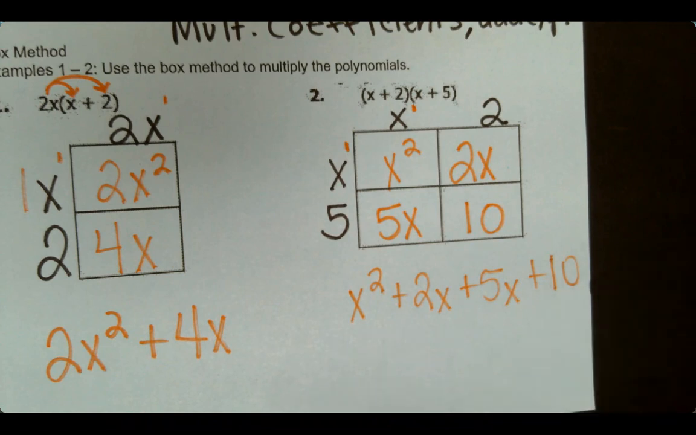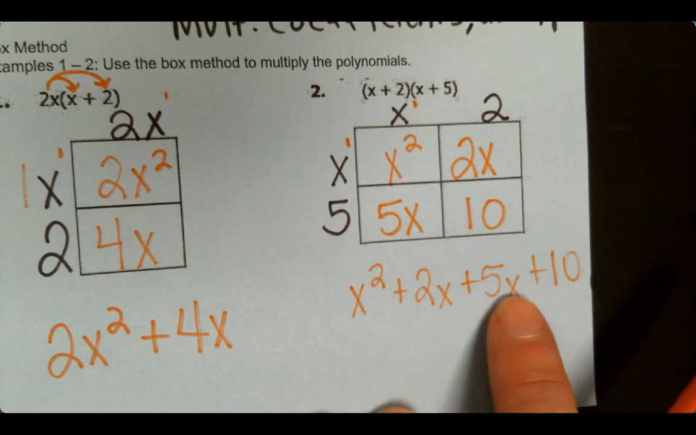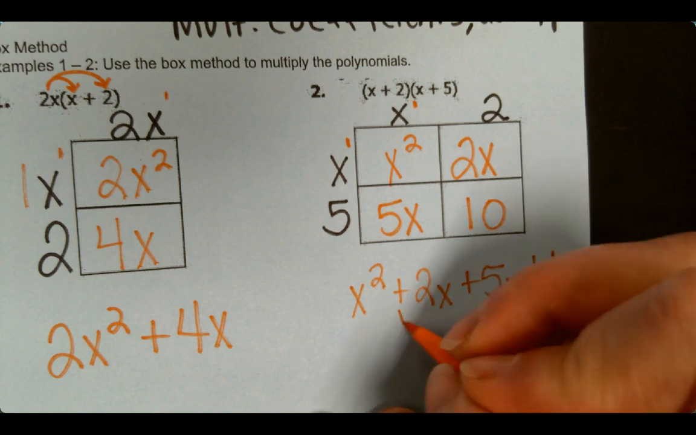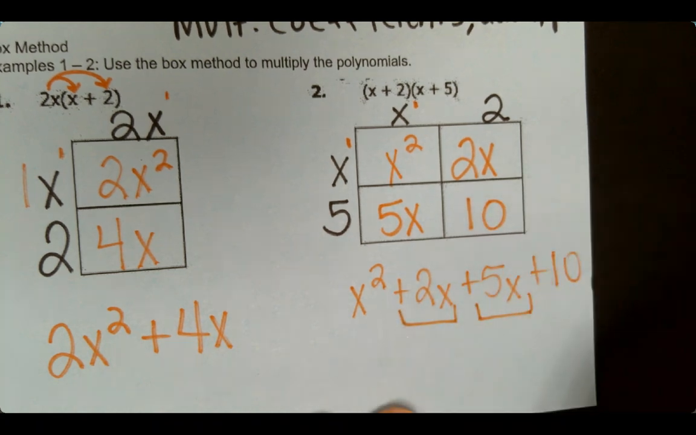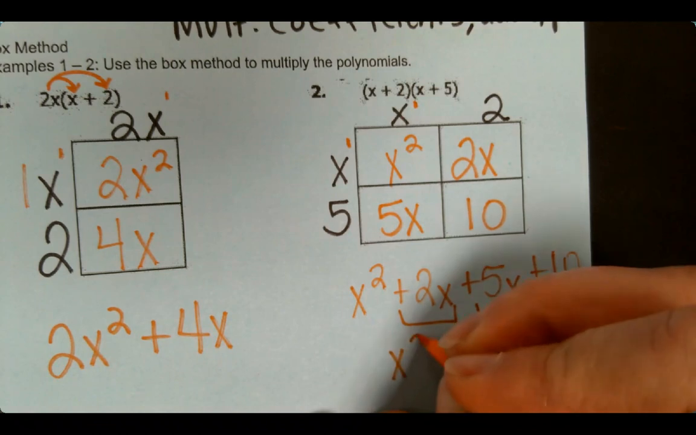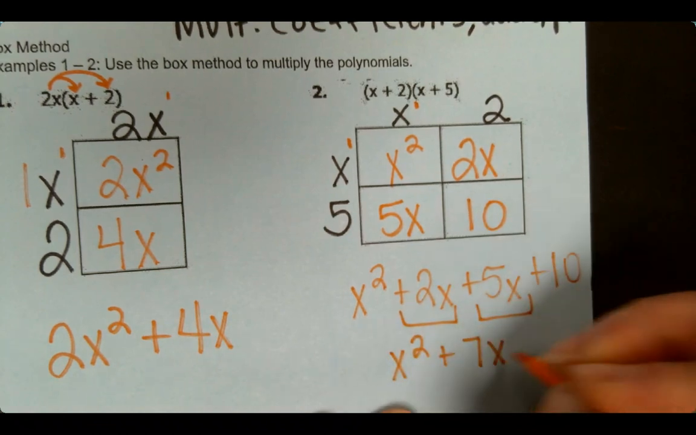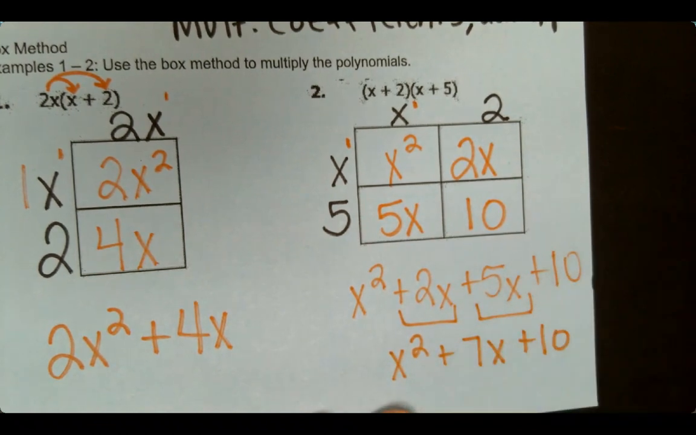But in order for you to have your final answer, you need to combine your like terms. So see these middle two terms? Both have x. So we would combine those. 2x plus 5x is 7x. So x squared plus 7x plus 10 is our final answer.